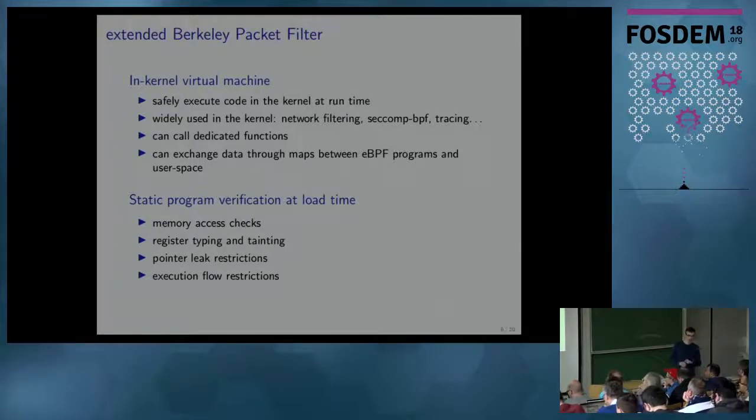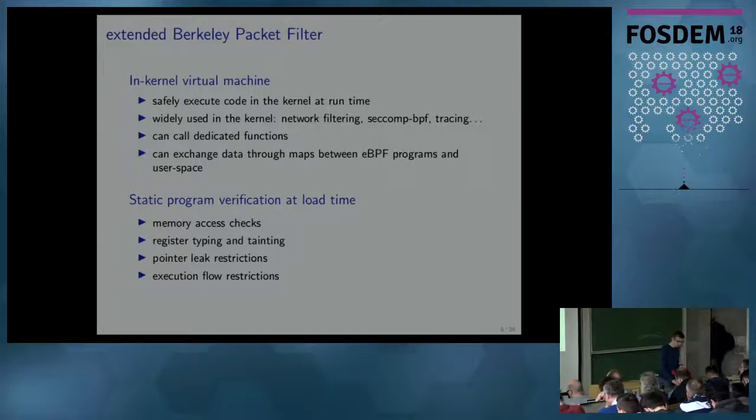The main one is the static program verification at load time. Whenever user space loads the program, the kernel checks a lot of things that the BPF program may do, like, for example, accessing memory, and the kernel follows what the BPF program wants to do with this memory. So it taints the memory and does a lot of checks with that, which allows, for example, to restrict pointer leaks from the kernel. And obviously, there are execution flow restrictions to only execute code from the BPF program and not jump to an arbitrary address in the kernel.